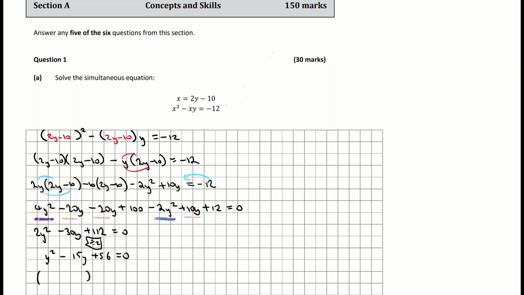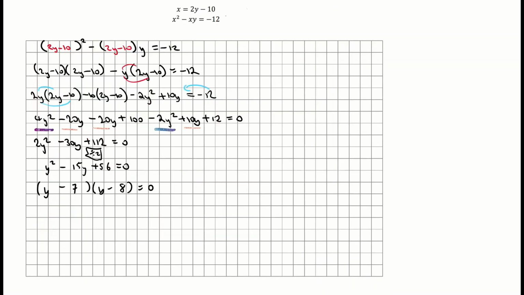Doing my two brackets, solving this quadratic equation, that's giving me multiples of 56 that add to minus 15 are minus 8 and minus 7. So y minus 7 and y minus 8 are my factors. Solving now for my roots, I have y minus 7 is equal to 0. Moving over the 7, I get y is equal to positive 7. y minus 8 is equal to 0. Moving over the 8, I get y is equal to positive 8. So there are my two values for y.